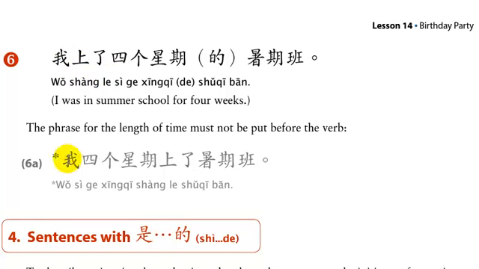You see, there's no verb here. It goes directly from I to the time frame. You've got to have the verb there. 我上了, and then you can put the time: 4个星期的暑期班.